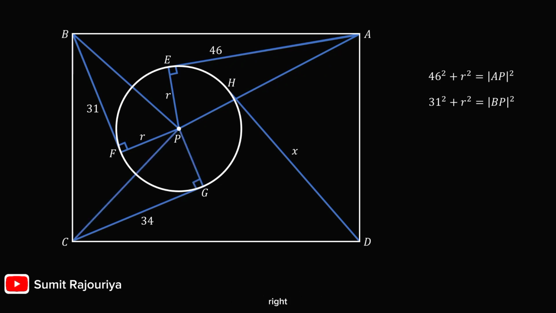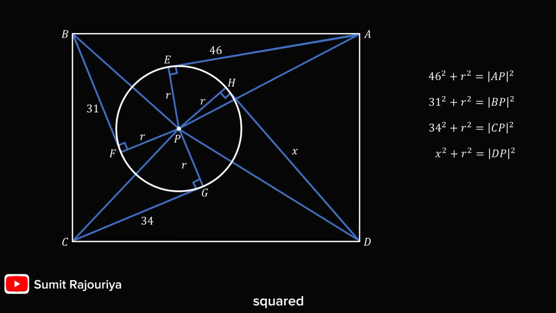Now construct the right triangle CGP. GP is equal to r, so we have 34 squared plus r squared is equal to CP squared. Finally, construct the right triangle DHP, where HP is equal to r. Thus we have x squared plus r squared is equal to DP squared.